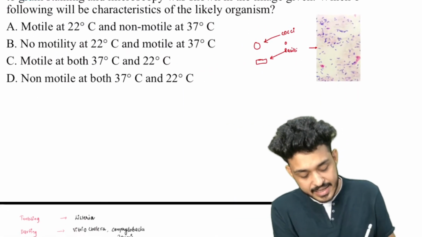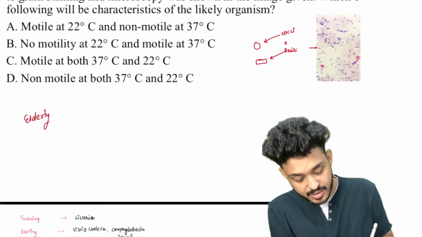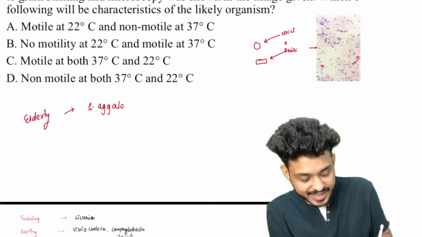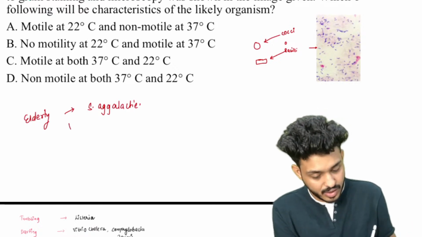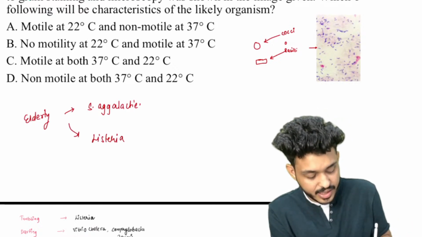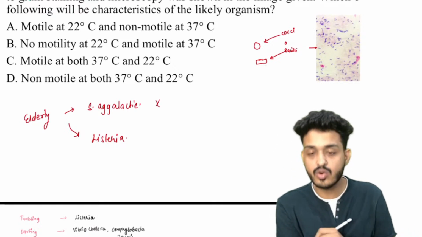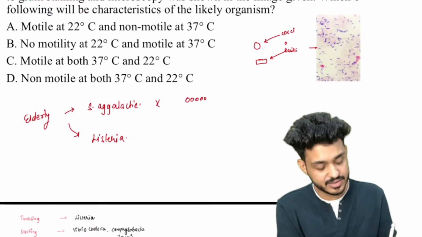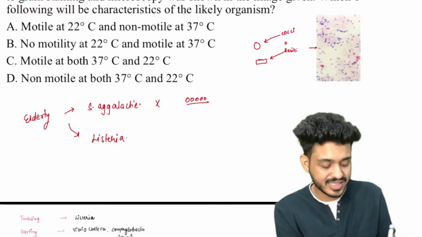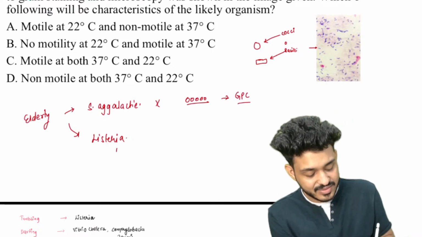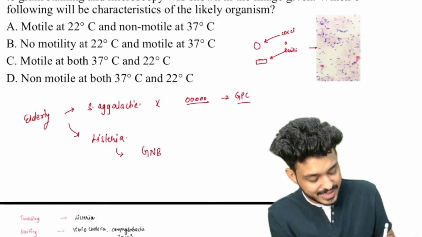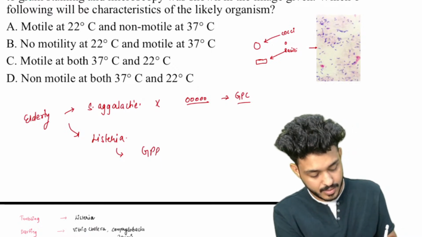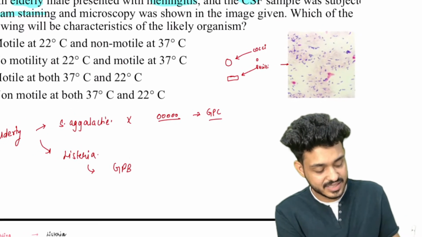And second thing, in an elderly patient, the common cause for meningitis can be two. Either it can be due to Streptococcus agalactiae, that is group B streptococci, or it can be due to Listeria. Listeria, you have to remember. Agalactiae cannot be the answer because agalactiae is a cocci. Streptococcus will be in chains. So this is a gram positive cocci, and this one is gram negative bacilli. This one is gram positive bacilli. So you can easily identify that this is the shape of the bacteria.